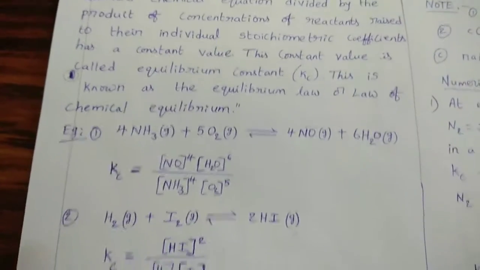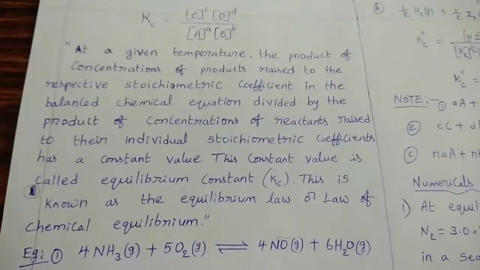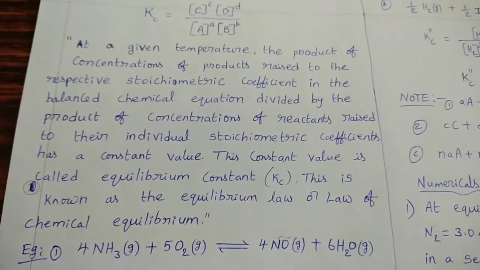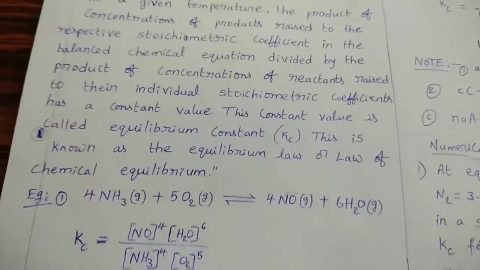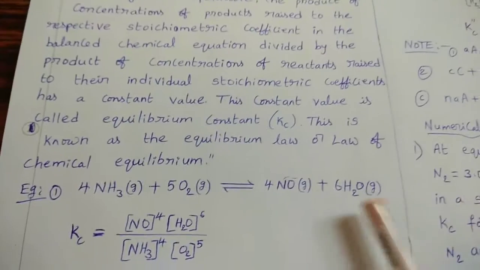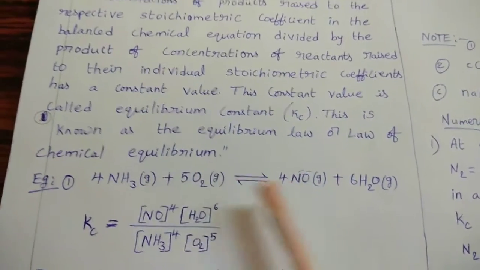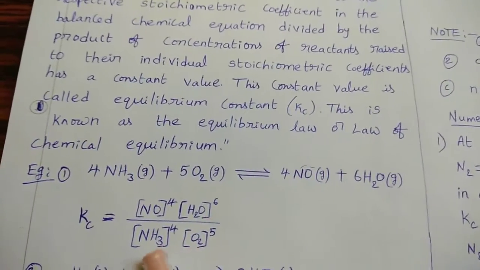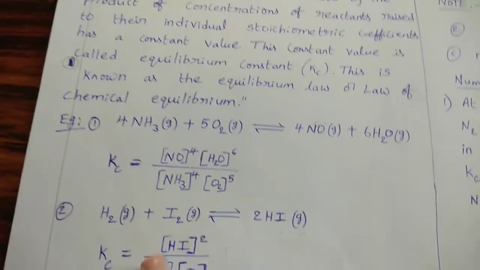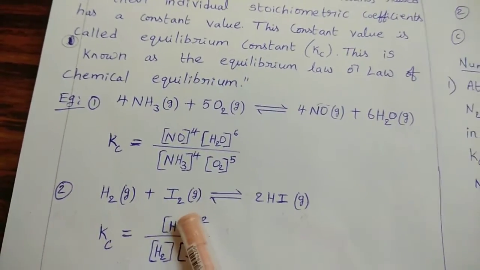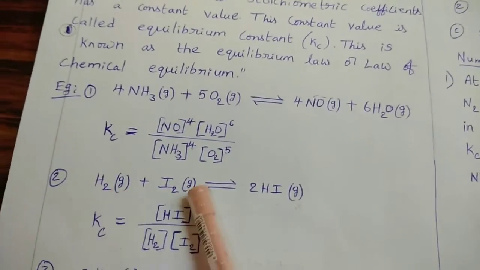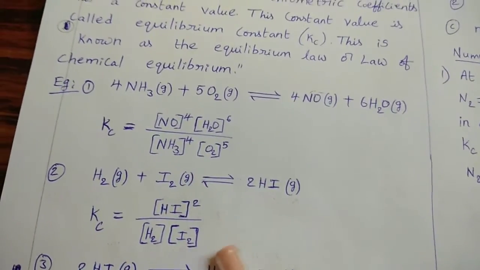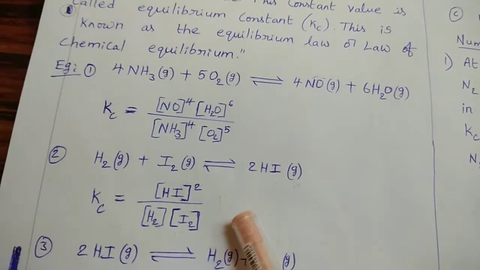Now see the examples. 4NH3 plus 5O2 gives rise to 4NO plus 6H2O. For this equilibrium constant Kc equals product concentrations divided by reactant concentrations. Next, another example, H2 plus I2 gives rise to 2HI. These are products, these are reactants. This is the equilibrium constant expression.